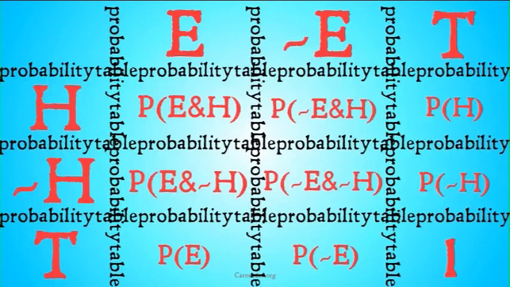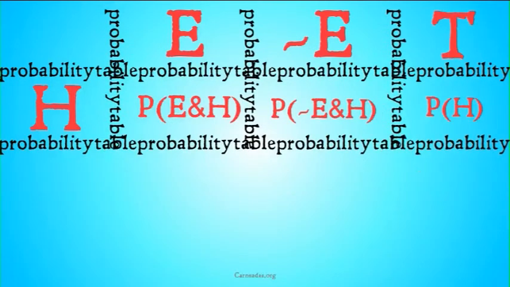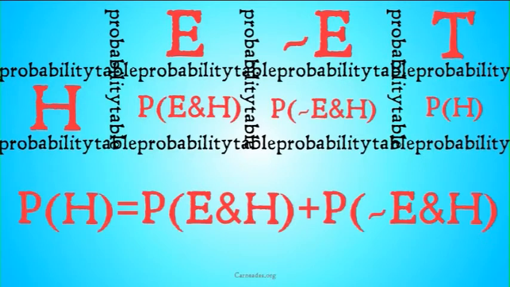To understand how this table works and how it's going to be useful, let's break it down a little bit. So, going across our H row, we see that the probability of H is just going to be equal to the probability of E and H plus the probability of not E and H. So this gives us some really useful information. If we have any 2 of these 3, we can figure out the third one by using this simple formula. And it should be clear that this is just going to follow from the logical truths that we've proved before.